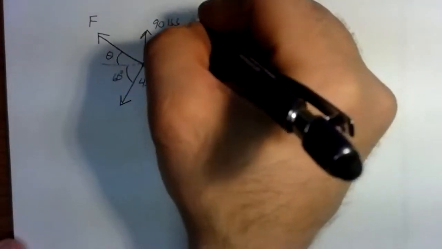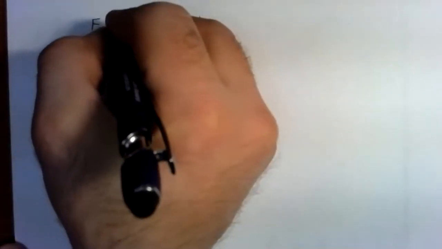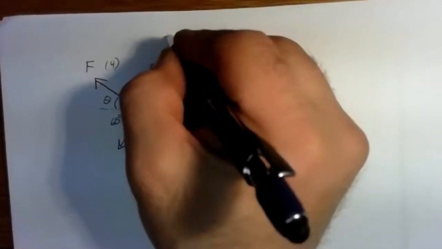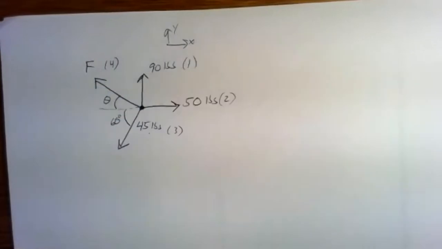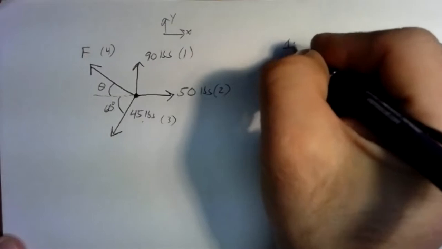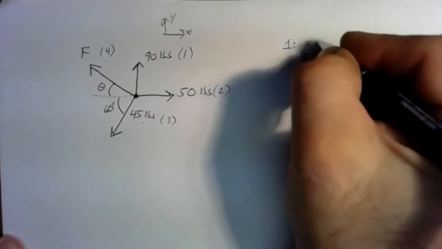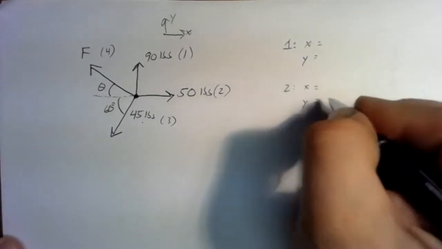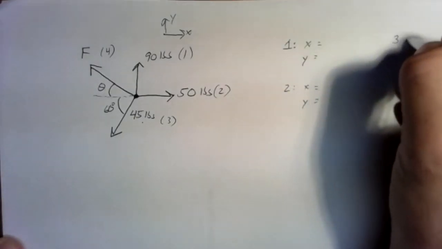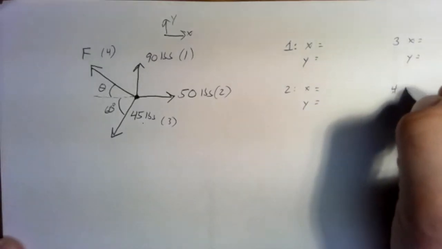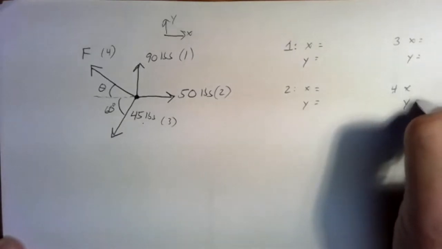So let's go ahead and label these. I'll call them vector 1, vector 2, vector 3, and vector 4. We'll define our coordinate system: to the right and up are positive. Well, vector 1, vector 2, vector 3, and vector 4 are all going to have components, so we can break those up. Just like every problem, we're just doing vector addition.